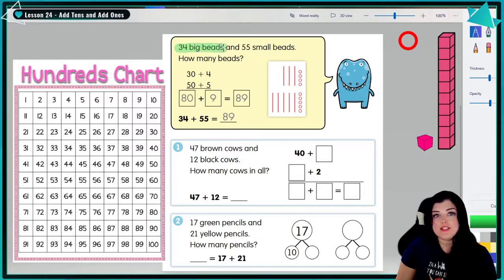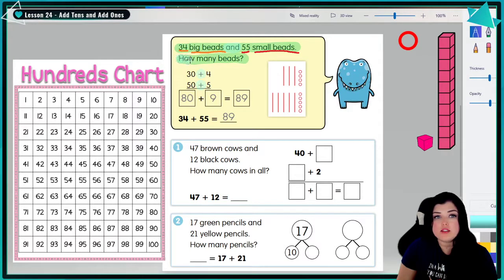34 big beads and 55 small beads. How many beads? We know one of our parts is 34, which is a number, and big beads, which is the object. Then we have our second part, which is 55, which is the number, and small beads, which is the object. But what's really important is to look at that vocabulary word, because that's a hint that Gus the Plus is going to be bringing two parts together.